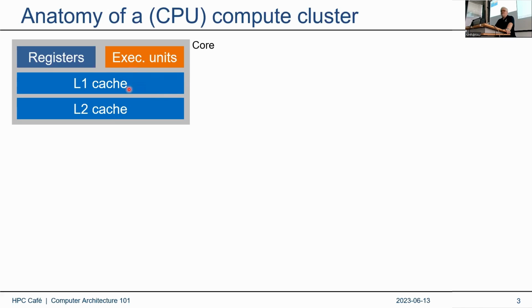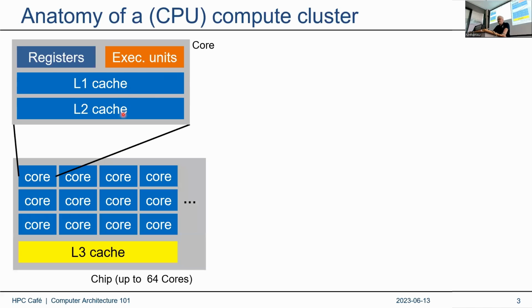L1 caches typically are a couple of tens of kilobytes, like 32, 48, 64 kilobytes. L2 caches are of the order of half a megabyte, 1 megabyte. And so that's the resources that make up one core, okay, that attach to one core. And each core has that. Each core has registers, execution units, L1 and L2 cache nowadays.